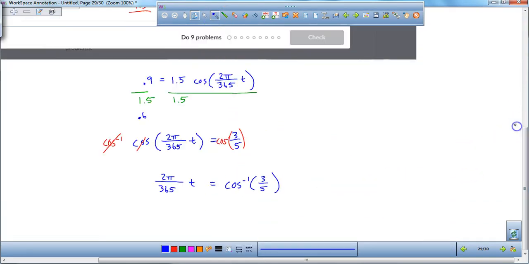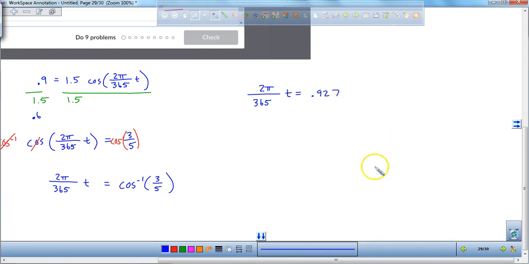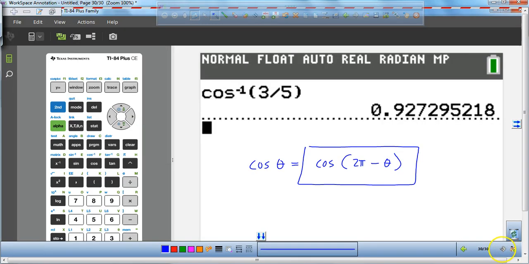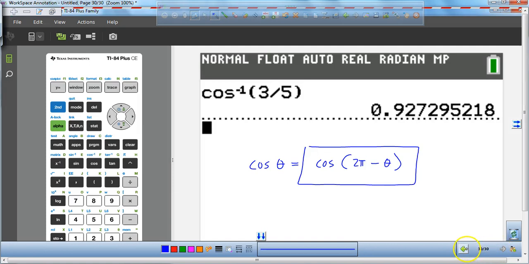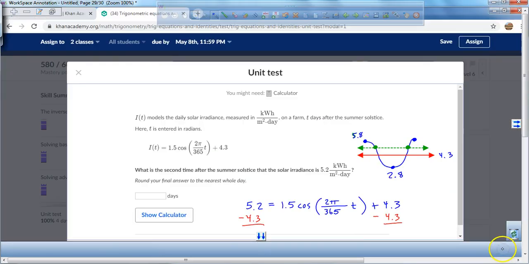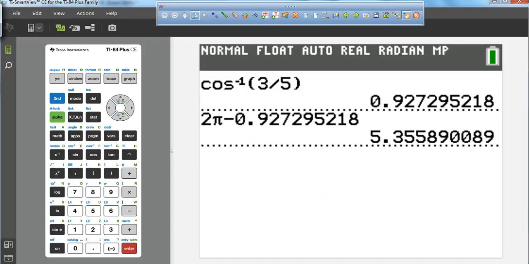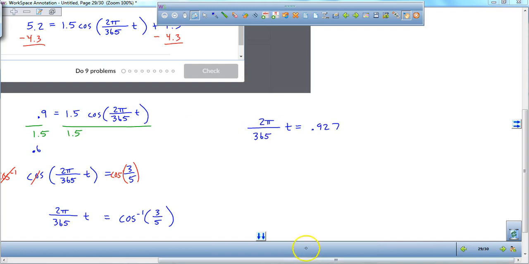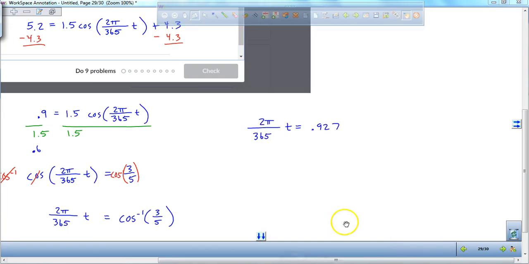So I'm going to put 2 pi over 365 times t equals that approximate value of 0.927. But I also found another decimal, which is right here. 5.356. Let's go and use that one.